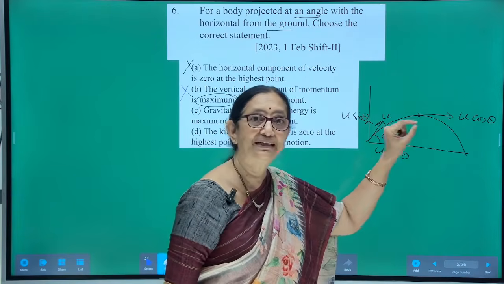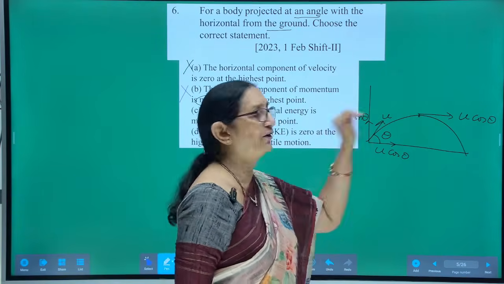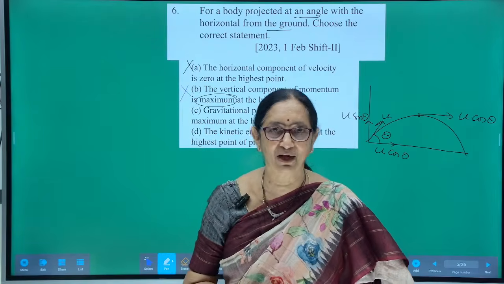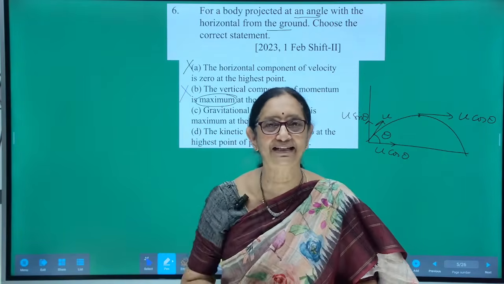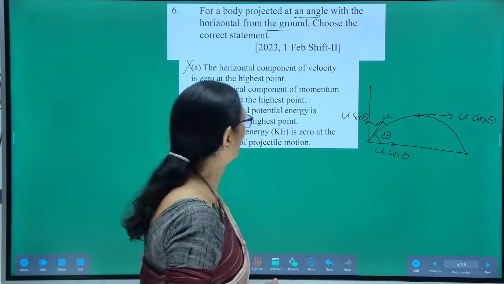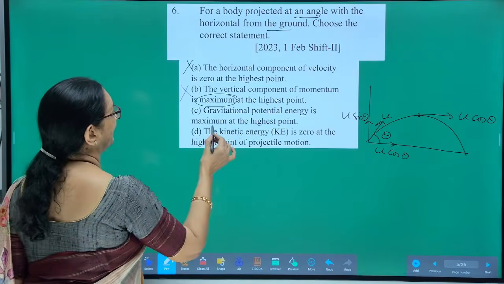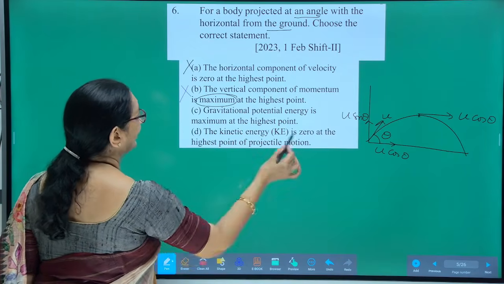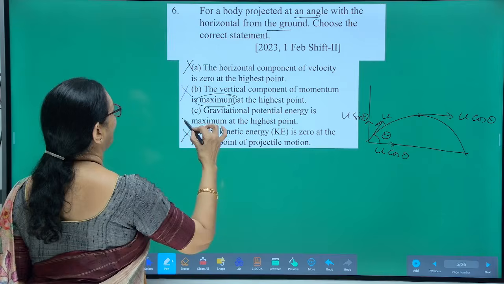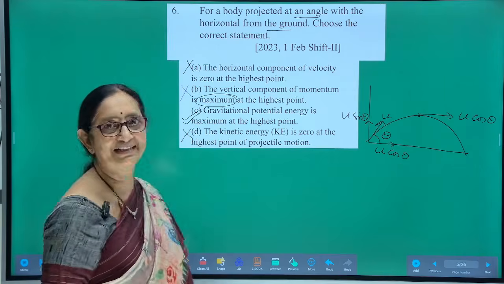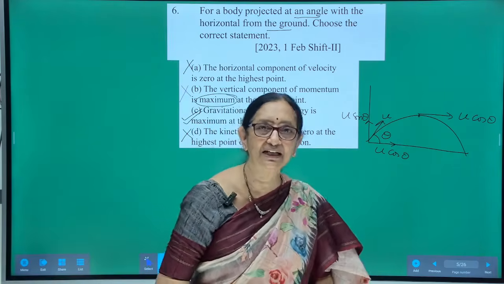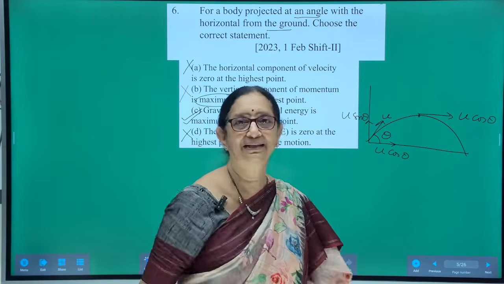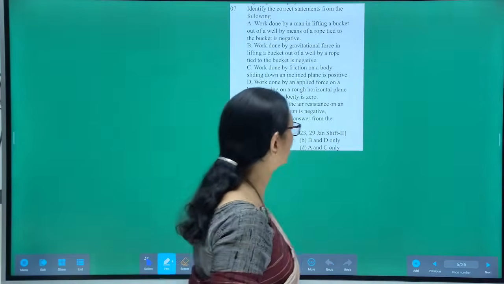Vertical component of momentum is 0 at the highest point, because the vertical component of velocity at the highest point is 0. So, the gravitational potential energy is maximum at the highest point, and kinetic energy is 0 at the highest point. So, option C is correct. Gravitational potential energy of a projectile is maximum at its highest point. That is the correct choice.